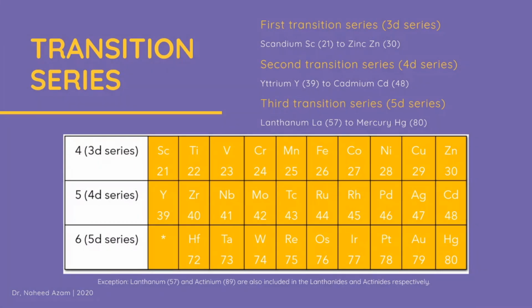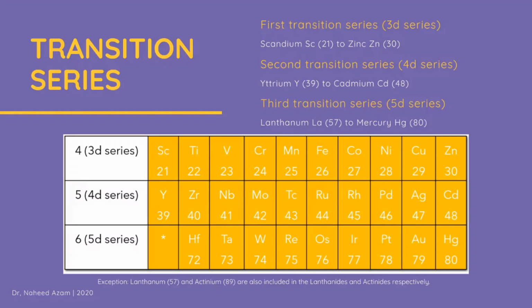Just you can see transition series, three series. First transition series, which is in fourth period, starting from scandium 21 to zinc 30. Second transition series belongs to fifth period, starting from yttrium 39 to cadmium 48. Third transition series, sixth period, first element lanthanum 57 to mercury 80.